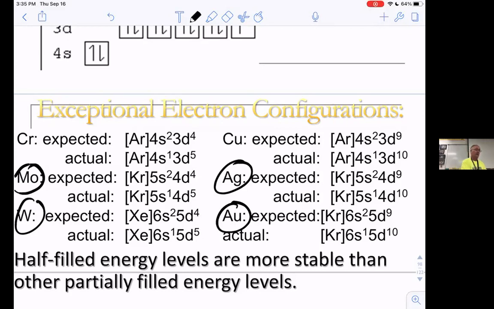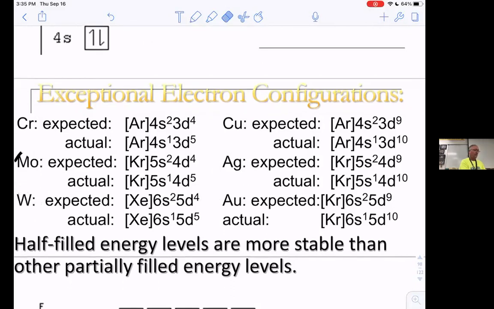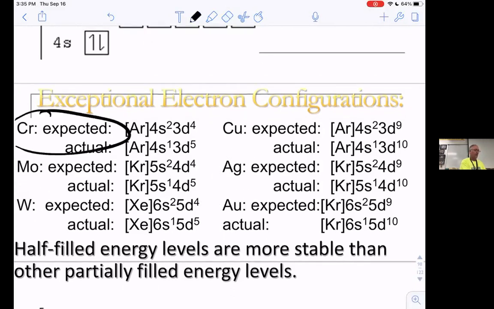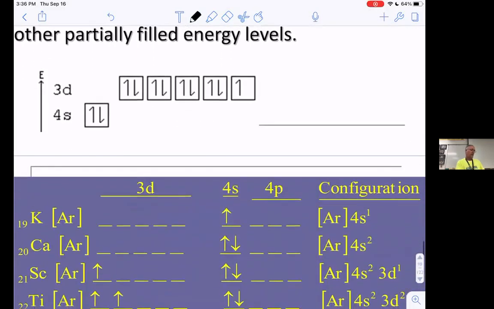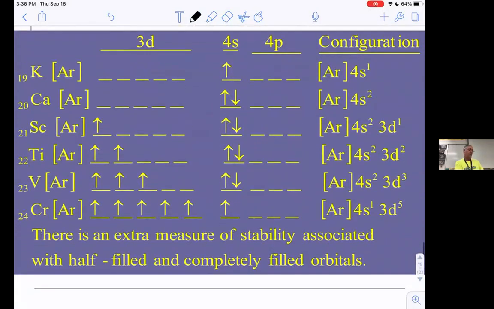But the only ones that I'm going to ask you to memorize, even though I'm telling you that they do it for the entire column, are just these 2. These 2 are the ones that you need to know. So in that 4th energy level, you'll lose an electron out of the S and half fill the Ds for chromium and completely fill the Ds for copper. So yeah, it's showing you the same thing here.